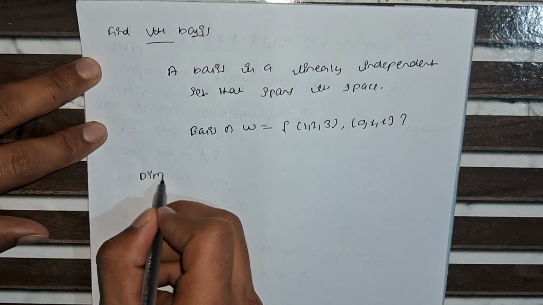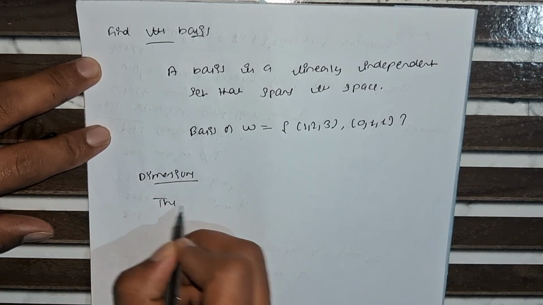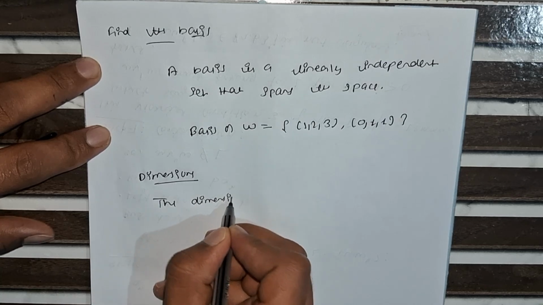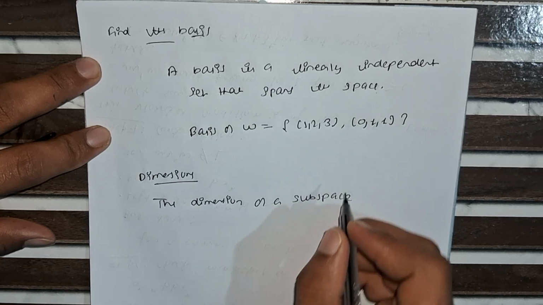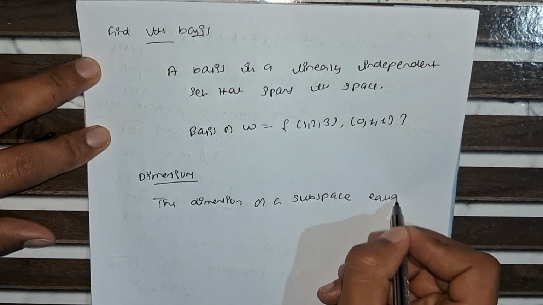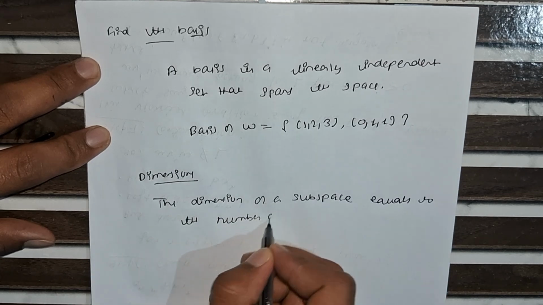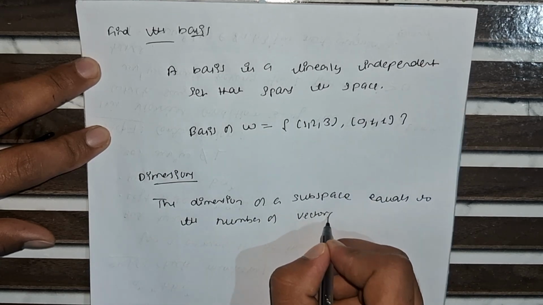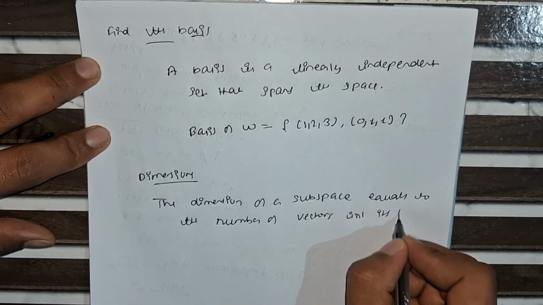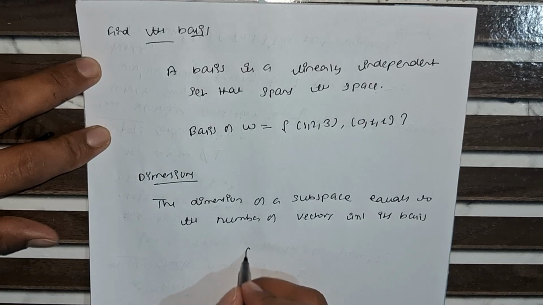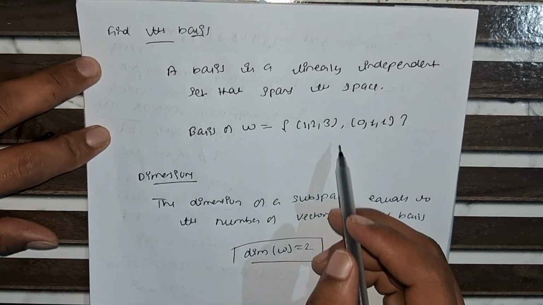So dimension is nothing but the dimension of a subspace equals the number of vectors in its basis. So what is the dimension of W? It is equal to 2. These are the two vectors which belong to the basis.